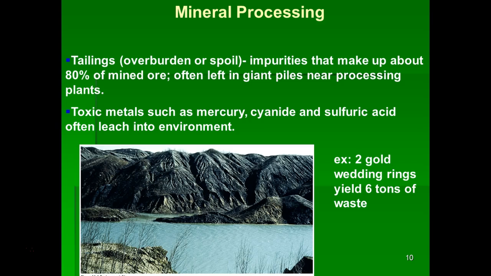Next we have the tailings, the overburden, or the spoil. On average, about 80% of this mined ore becomes tailings. And these are toxic. It's got mercury, cyanide, sulfuric acid. And this can leach into the environment and cause a sterile area around the mine, because the land cannot tolerate growth of plants, and also the water becomes sterile as well, any water next to it.